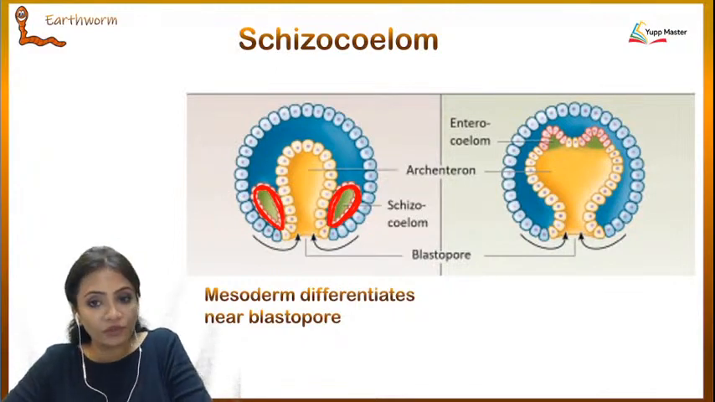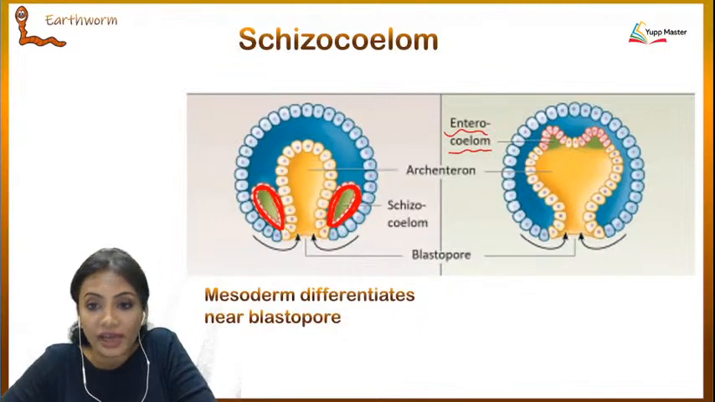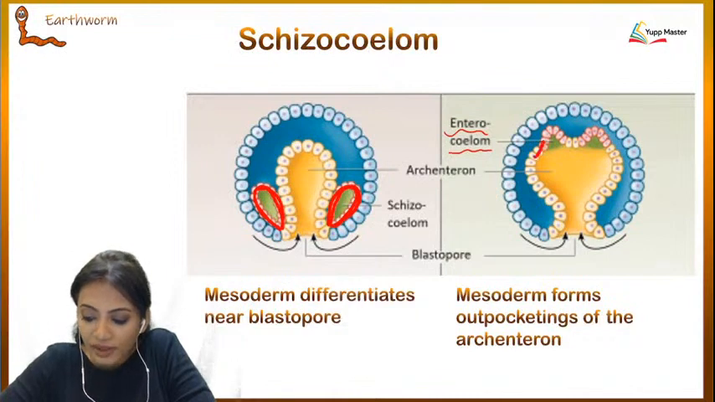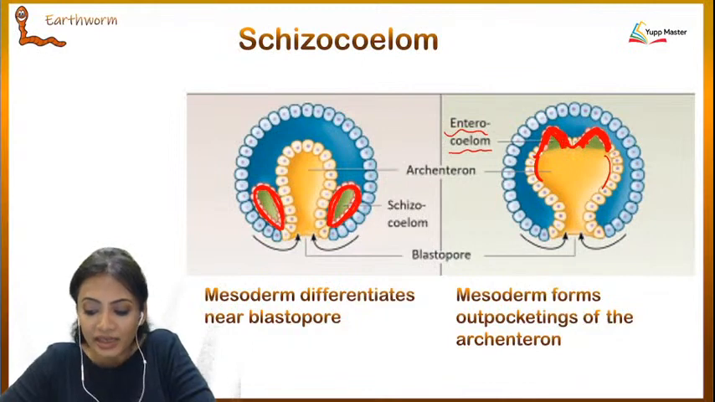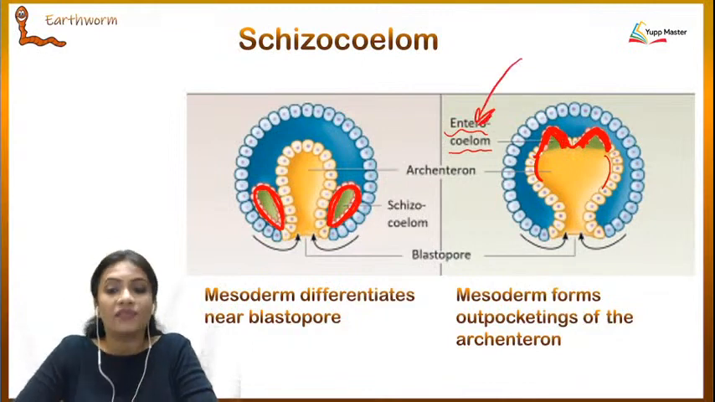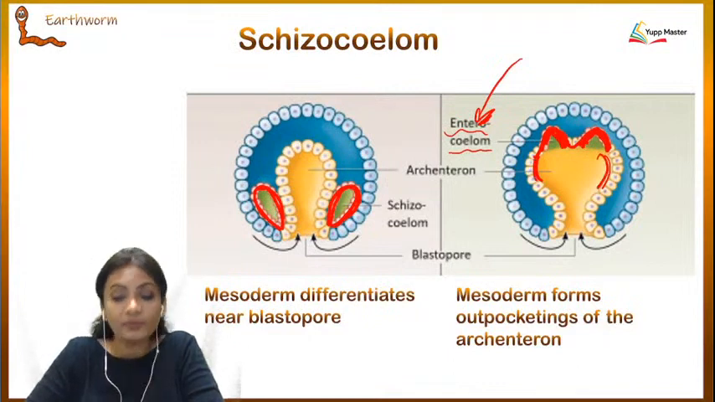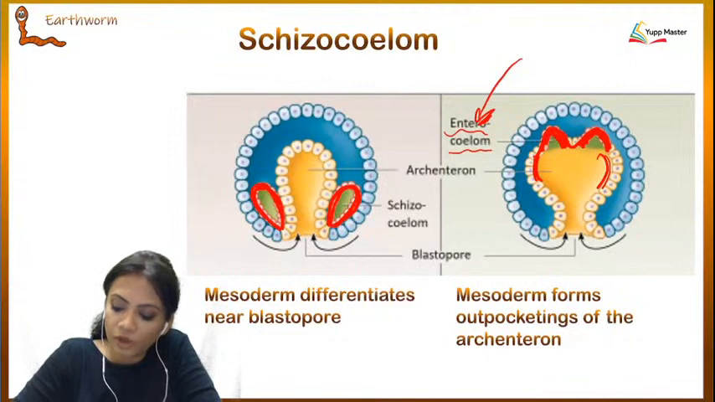Another type of coelom which is seen is called the enterocoelom, where the mesoderm is going to form out pockets of the archenteron. Here is the archenteron region, and what you're seeing here is the mesoderm, and you can see that it is forming out pockets. So in an enterocoelom, the mesoderm is a part of the coelom, whereas in a schizocoelom, this is where we have the mesoderm located.